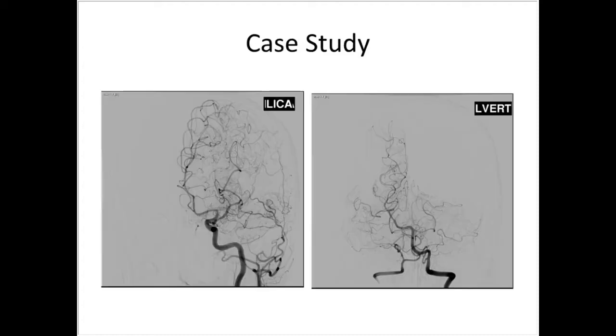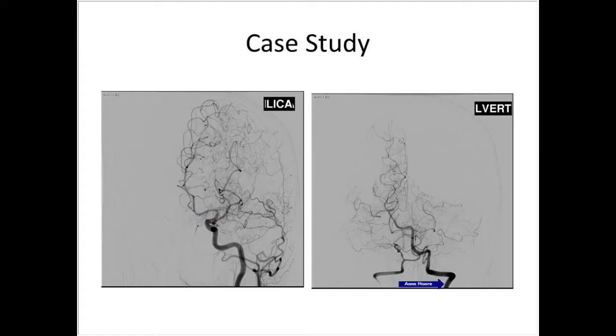This is her arteriogram on the left side. This is the left internal carotid coming all the way up. We see the terminal ICA, and then this is the ACA, which looks really well, but what we don't see is a left MCA. This branch is the fetal origin PCA.